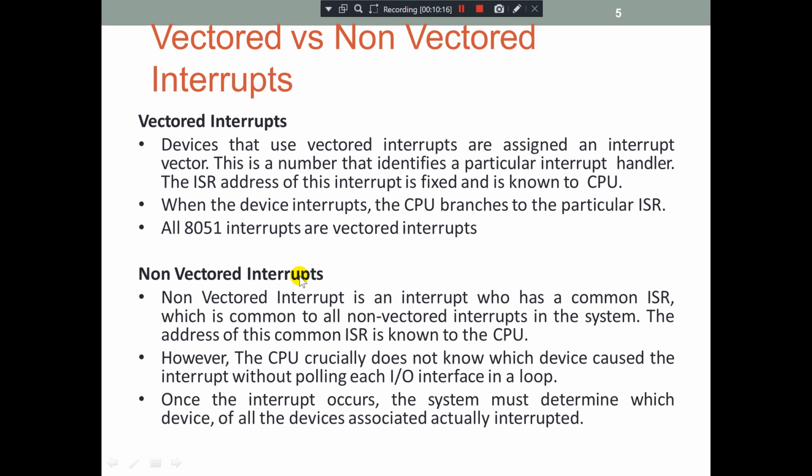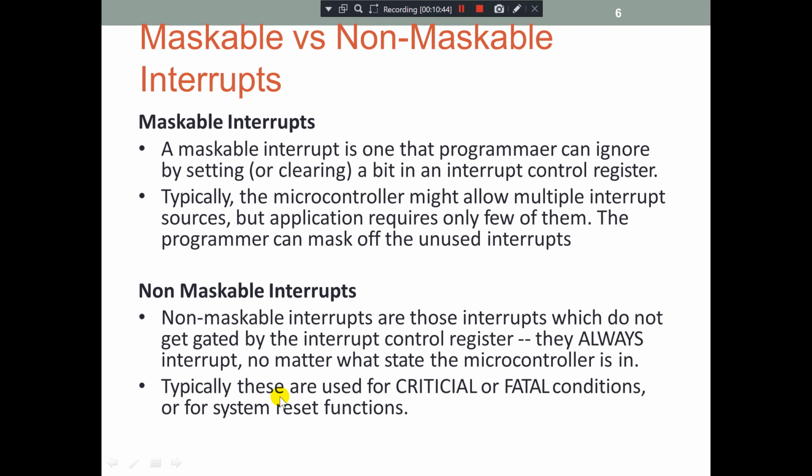A non-vectored interrupt means an interrupt that has a common interrupt service routine, which is common to all non-vectored interrupts in the system. The address of this common ISR is known to the central processing unit. However, the CPU does not know which device caused the interrupt without polling each input-output interface in a loop. These are used typically for fault conditions or a system reset function.